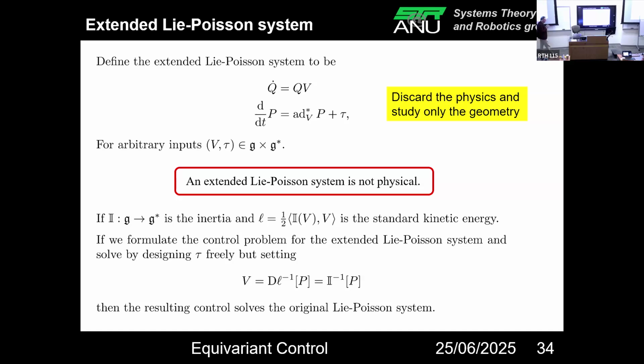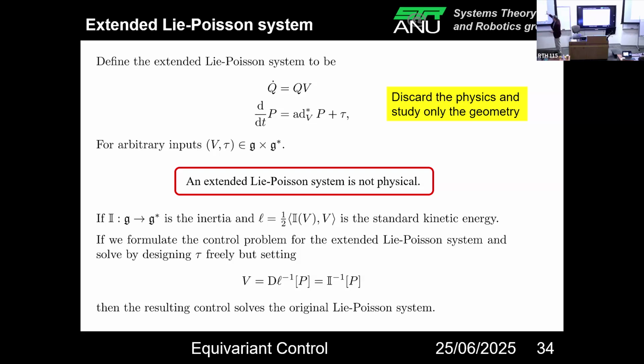So what I'm going to do is I'm going to discard the physics. I'm throwing away the fact that P equals dLV, okay? I'm going to study what I call an extended Lie-Poisson system. And this is not a physical system anymore, right? I can choose any velocity I want. My momentum will evolve in some weird way because my system will be going sideways. My momentum says I should be going that way. My system can go anywhere it wants, okay? But what I'm doing is I'm getting access to the actual geometry of the underlying problem this way, okay?